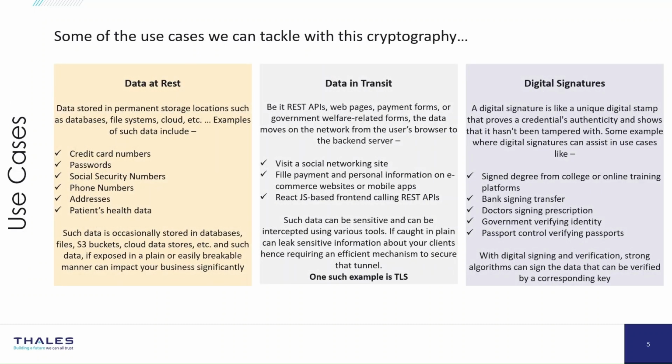Okay, so some of the use cases of encryption or cryptography in general are these. The first one is data at rest. This is where the data has been stored in storage systems like databases, file systems, cloud-based storages like S3. If we are storing sensitive information like credit card numbers, passwords, social security numbers in such data storages, cryptography can be used to secure, encrypt, or protect the data which is at rest.